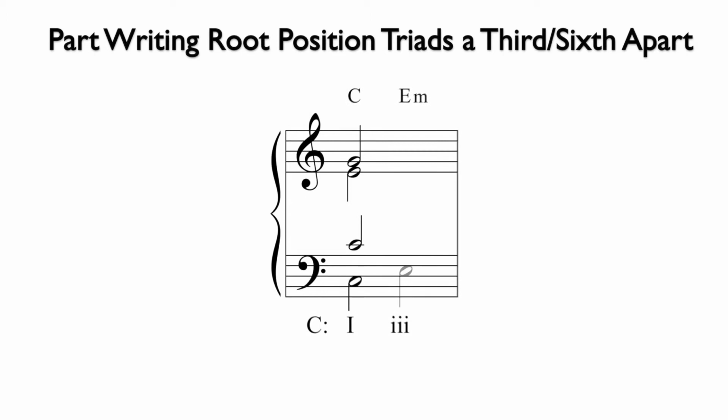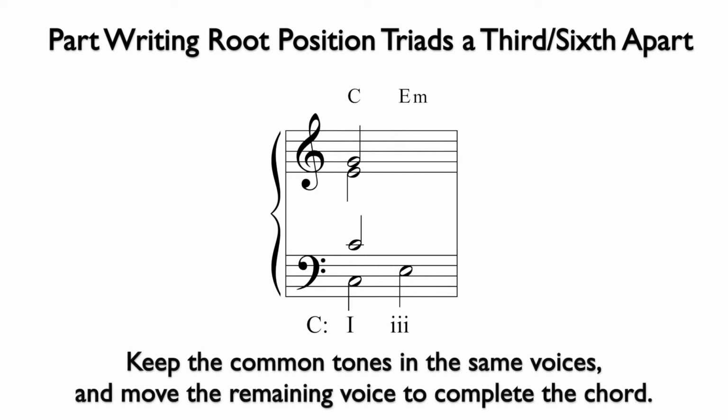First, we will place an E in the bass since we are working with root position triads. Next, we will follow our procedure for keeping the two common tones in the same voices. The common tones between C and E minor are G and E, so the G will stay in the soprano and the E will stay in the alto. We have two E's and a G note so far for our E minor chord. We are just missing the B. We can move the tenor voice from C to B to complete the chord.